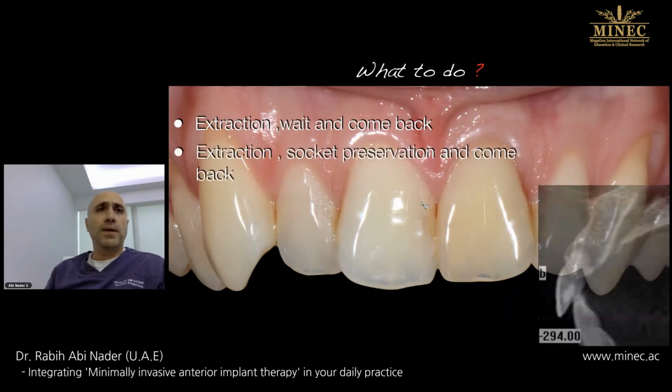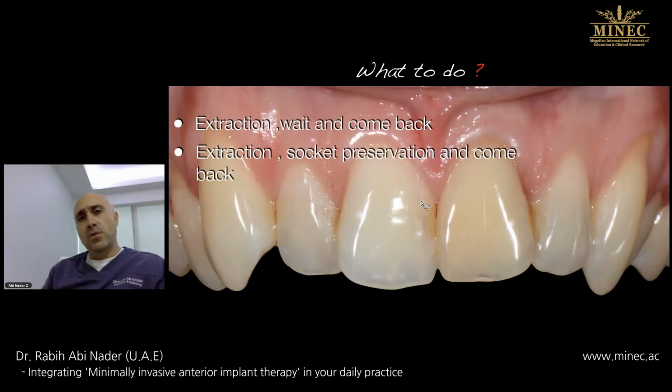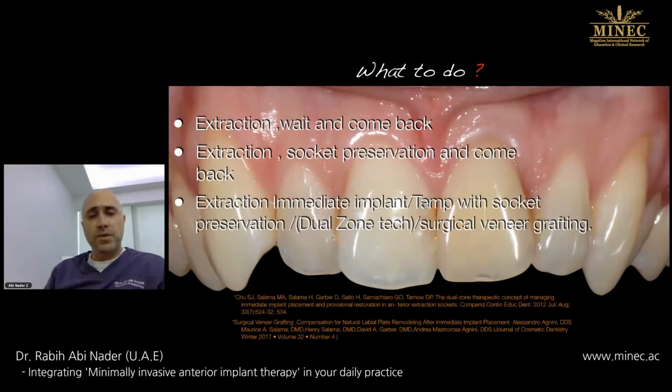Another thing that can come to my mind is removing the tooth, doing a socket preservation, and coming back later to place the implant. This is a little bit better option since we are preserving the bone, but still it has advantages and disadvantages, and we're going to discuss all these options in detail. The third option, which is my favorite whenever possible, is to do extraction and immediate implant placement with immediate temporization, and also socket preservation with grafting as well, or what's also described by Salama as the dual zone technique or surgical veneering technique.